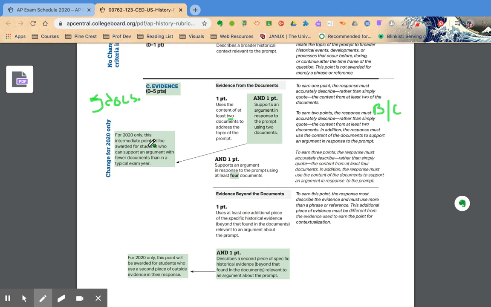Yeah, and then they're going on to say for 2020 only, this intermediate point, right? This second point will be awarded for students who can support an argument with fewer documents than in a typical exam year. Because we only have 5 documents as opposed to 7, right? If you've got 4, you're good to go.